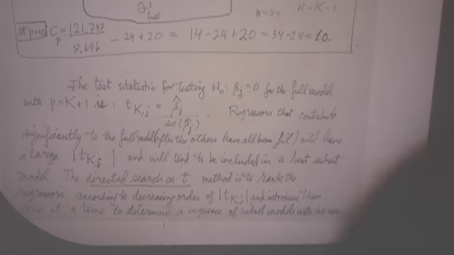The directed search on T, well, how large is large? The directed search on T method is to rank the regressors according to the decreasing order of the absolute values of T statistics and introduce them one at a time to determine a sequence of subset models with increasing P. That's pretty simple to illustrate. Let me just go ahead and illustrate that.